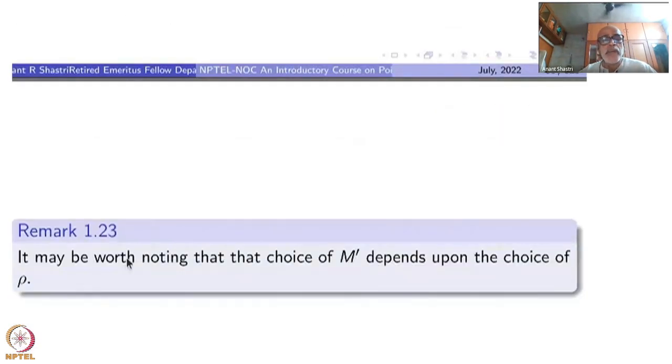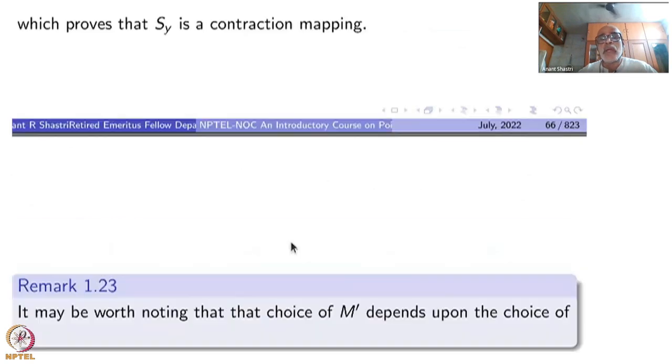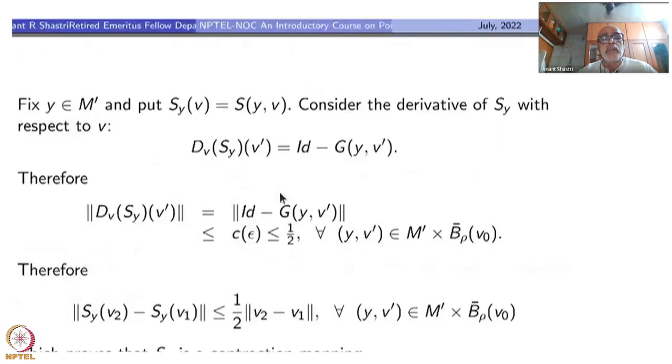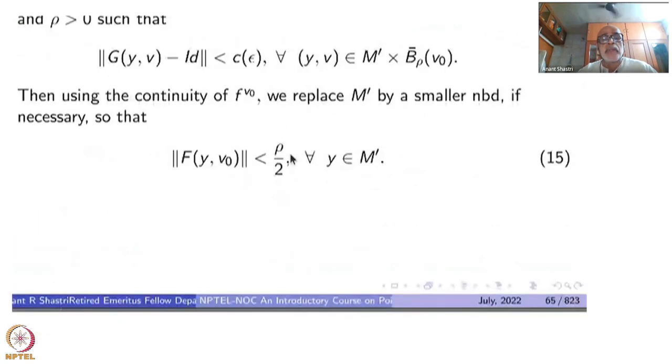So here I have made a remark. The choice of M prime depends upon rho. You can see that in the second step here, we have already chosen rho. And now we are using the continuity of this F(v prime), in the second slot, to make the first slot smaller. The second slot is fixed here. As a function of y, it has become smaller. That's all.